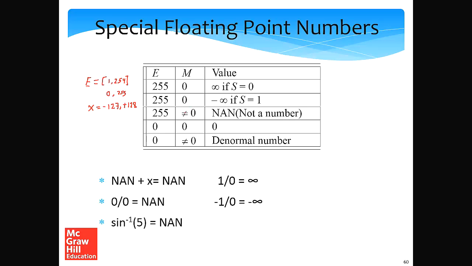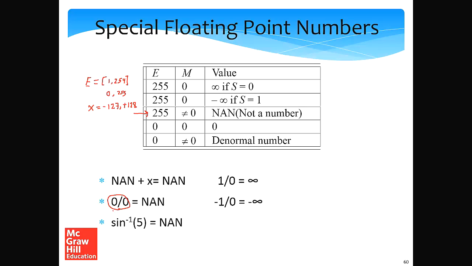Now let's consider the third case, where E is 255 and M is not equal to 0. So there can be many such values, but we say that all of these values represent a NaN, where a NaN is not a number. For example, what is 0 by 0? 0 by 0 is undefined. So we treat this case as a NaN. Or, what is log of minus 1? Log of minus 1 is undefined. So let's again treat it as a NaN. Or arcsine of 5, arcsine of 10. It is undefined, so we treat this as a NaN.